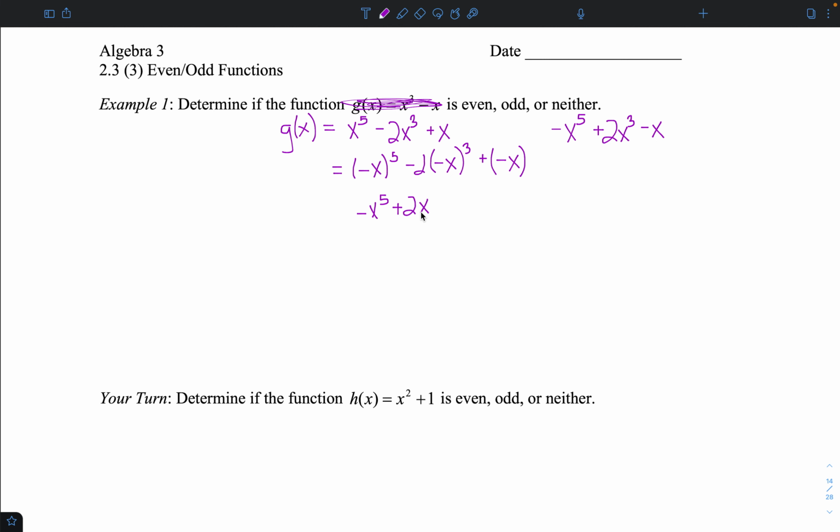But do you notice how I cubed it first? I said negative x cubed is negative x cubed, so I cubed it, and then I multiplied. Remember, exponents before multiplication. And then plus a negative x is really just a minus x. So I look and say, oh, that's not matching my original, but it is the complete opposite of the original, so this is an odd function. Okay? Odd function.